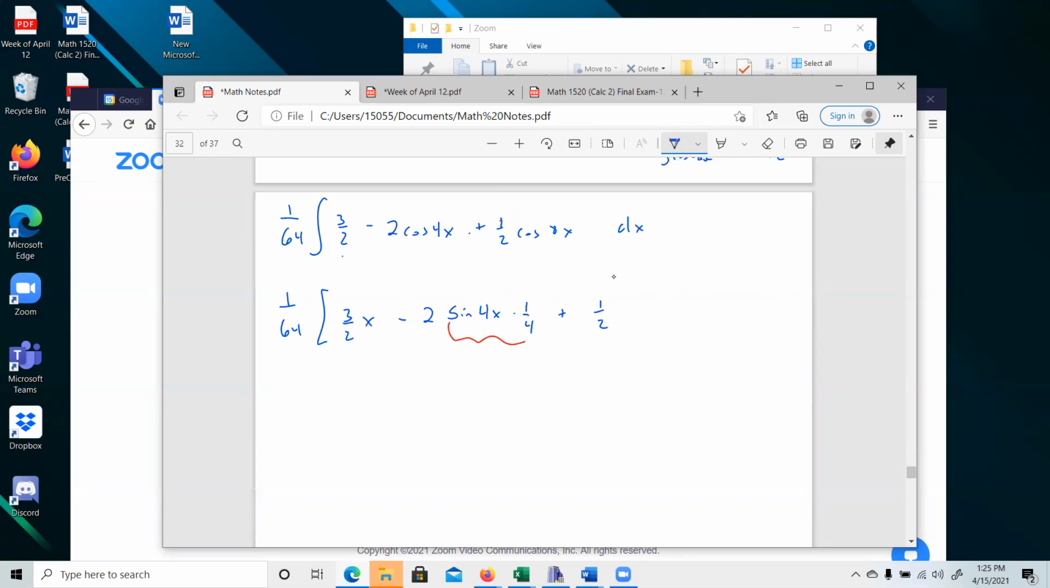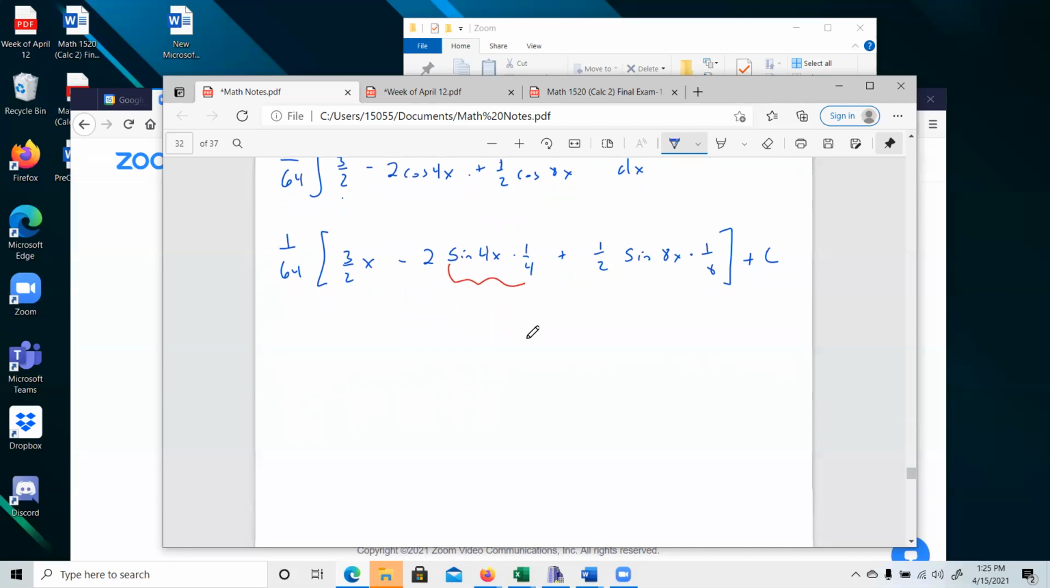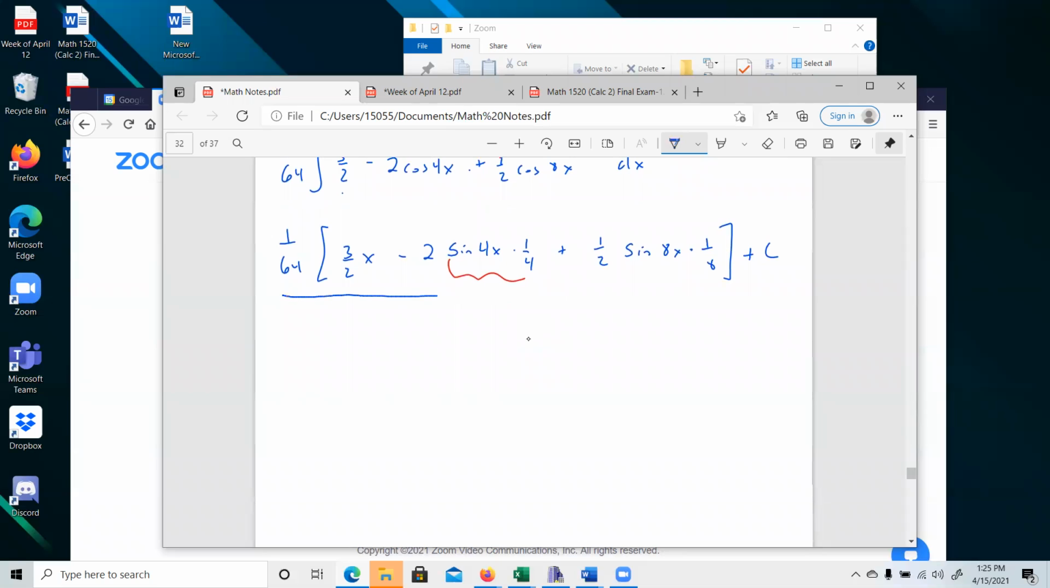And then plus 1/2. The same thing's going to happen here. I'm going to have sine of 8x times 1/8. And again, if I take the derivative of sine, I get cosine 8x times its chain, which is times 8. If I cancel all of this, I'll have back what I started with. Okay, let's see. So I think we can pretty much go ahead and do something here.